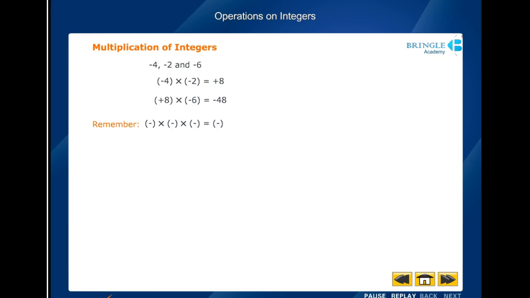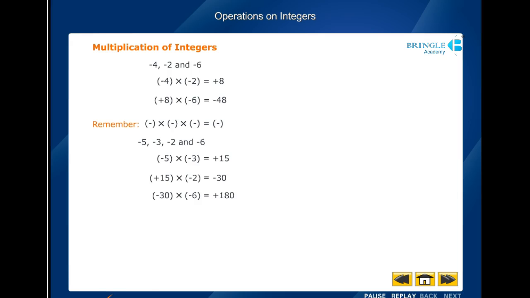Consider four integers, minus 5, minus 3, minus 2 and minus 6. The product of minus 5 and minus 3 is plus 15. The product of plus 15 and minus 2 is equal to minus 30. Minus 30 into minus 6 is equal to plus 180.